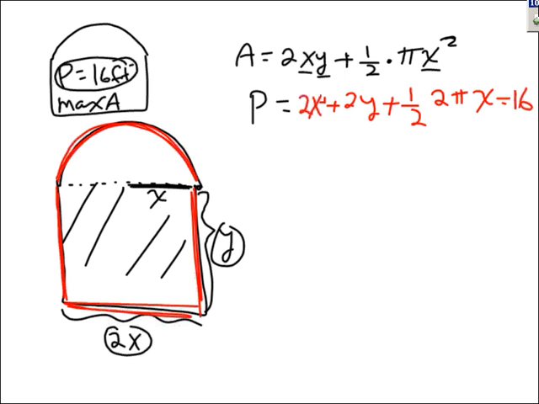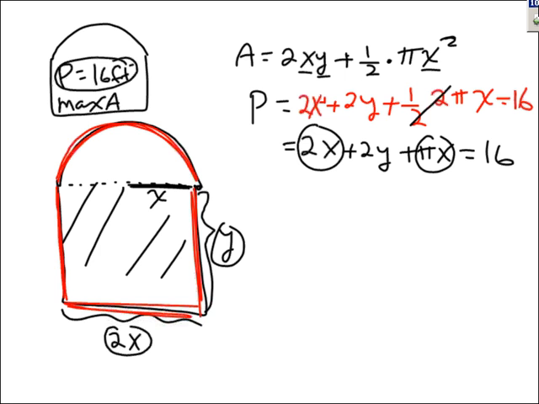So let's clean this up a little bit. For example, half times 2 cancels. So we have 2x plus 2y plus pi x equals 16. Let me combine these x's with those x's. We're going to have 2 plus pi x's plus 2y is equal to 16. Now, it's probably easier for me to get rid of y. Otherwise, I have to get rid of x and x squared. So let me solve for y.